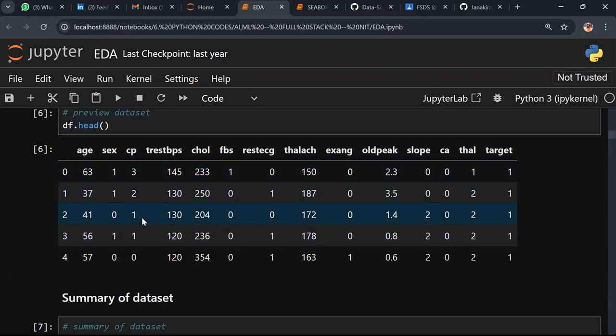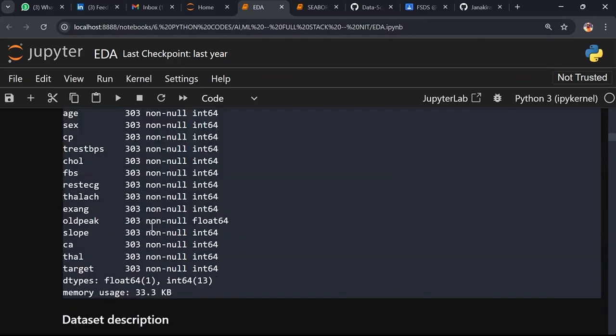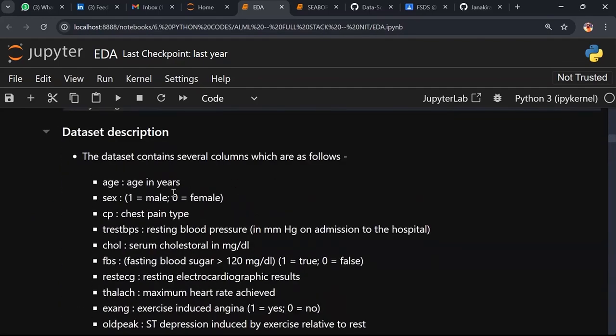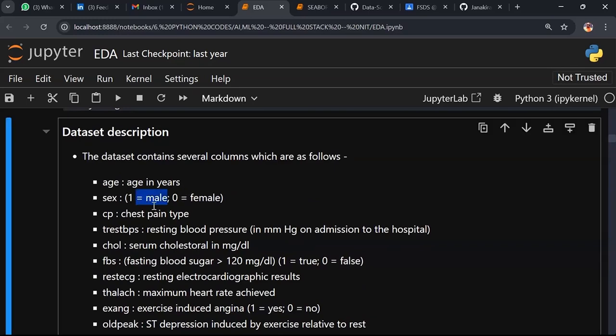Up to this clear? But before that, let's understand the meaning of these attributes. Age means age in years, the patient's age. Gender, 1 means male patient, 0 means female patient. CP, chest pain type. Definitely, guys, if you have any heart disease, chest pain is the first symptom by which a doctor can recognize whether the customer has heart chest pain or not.